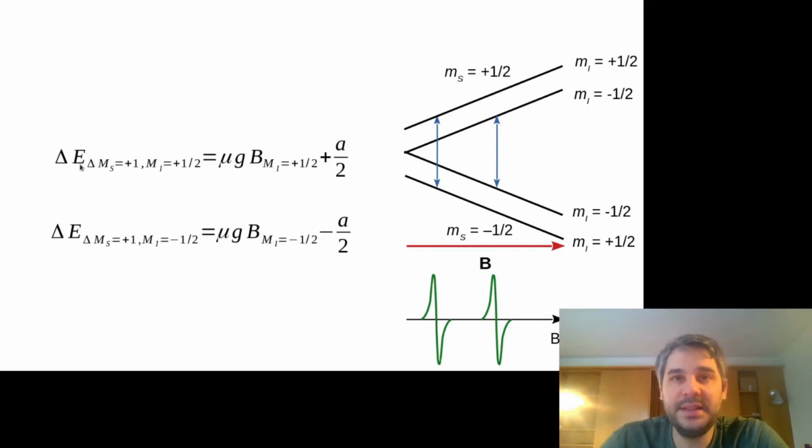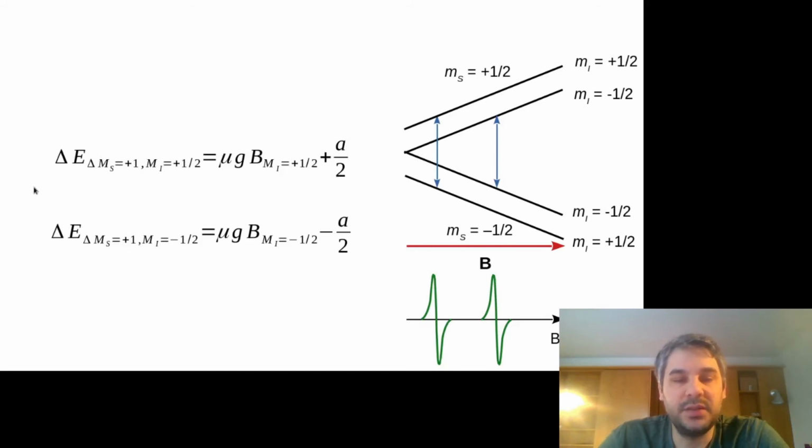If we calculate the difference in energy levels between the up and down electron spin states, we have delta ms equal +1. So we are subtracting the +1/2 and -1/2 spin, but we keep the same value of mI, because again, in electron paramagnetic resonance, we are inducing transitions between electron spin states. So we keep mI equal +1/2.